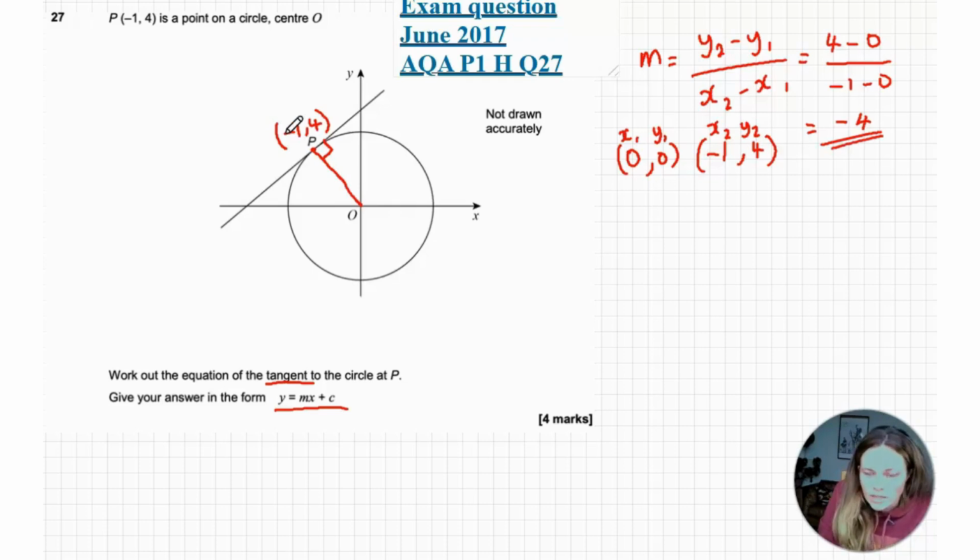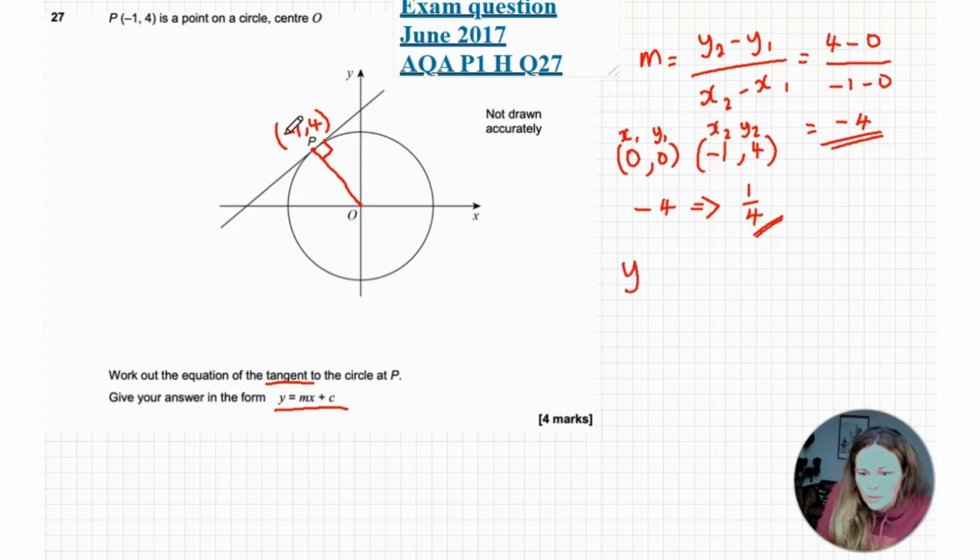What we've got to do then is realise that it's not the gradient of the tangent, because it's perpendicular, and when something's perpendicular, then it's the negative reciprocal. So what that means is you flip it upside down and you change the sign. So it goes from -4 to 1/4. Okay, so that's the actual gradient that we want to use in our equation.